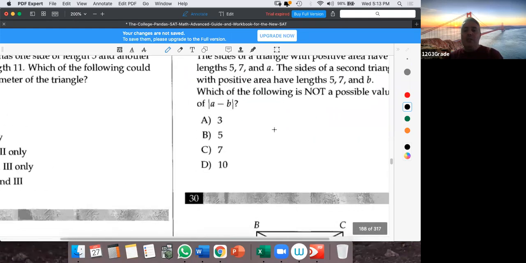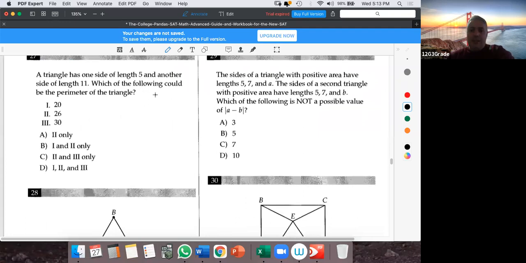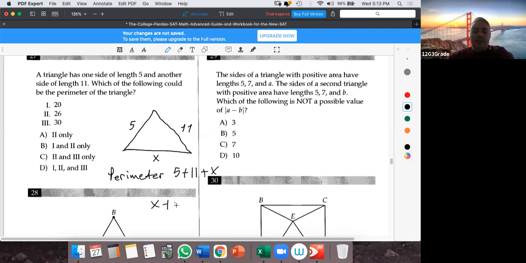Okay, it's enough to talk. Now, what about here? For this kind of question, always draw a triangle. So it says that one side is 5, the other is 11. If I call this x, since I don't know, the perimeter is 5 plus 11 plus x, which means x plus 16. So what is the question? The question is, which of the following could be the perimeter of the triangle?